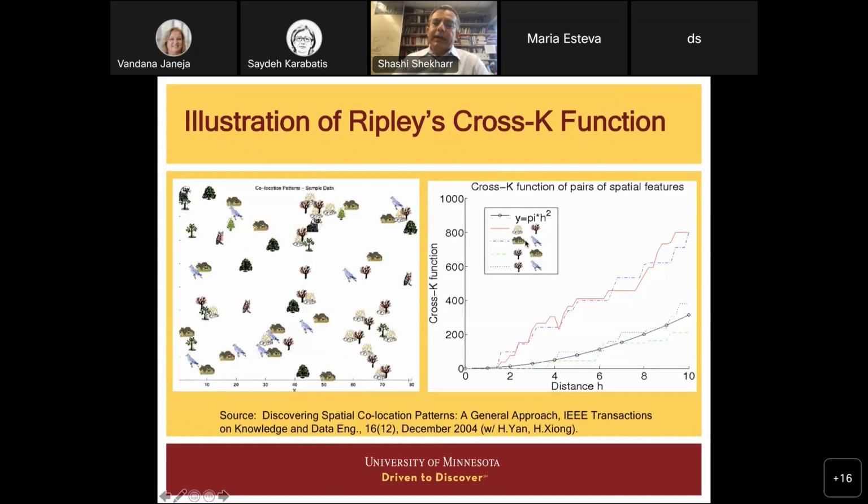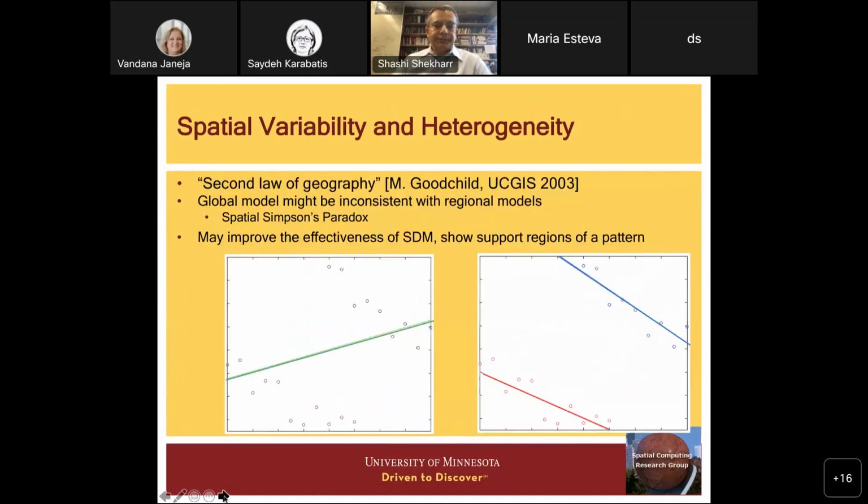Remember, we said that fire and dry tree seem to be co-located, house and bluebird seem to be co-located, and their Ripley's cross K is much higher than the independence assumption. But some of the other pairs are flip-flopping around the independence assumption. By the way, this is the mean, and with Monte Carlo simulation, you can get a standard deviation band and get statistical significance. Okay, so this is one type of function that is used.